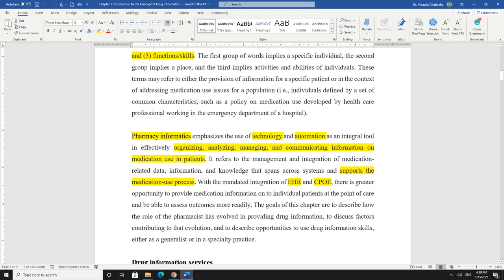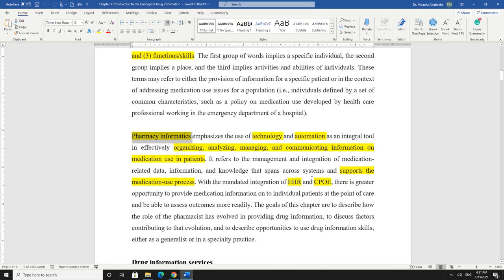Another term which is very, very important, and I hope that in your training in the final year you will be exposed to that, is what we call pharmacy informatics. Pharmacy informatics. So what does pharmacy informatics mean? Okay, what does it mean?